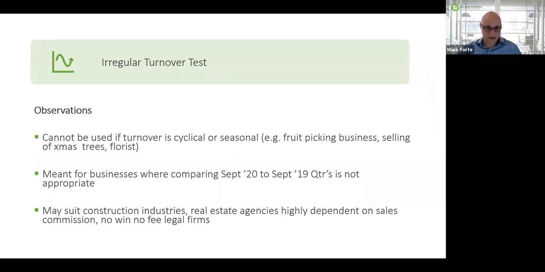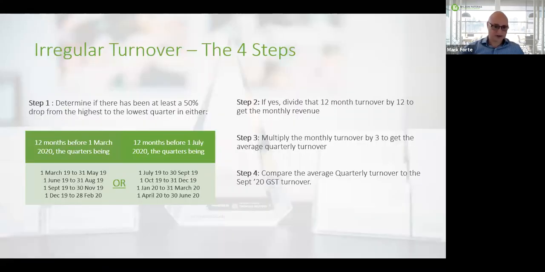So if we go through the detail of the irregular turnover test, there are 4 steps to this process. The first one is that you must determine if there has been at least a 50% drop from the highest to lowest quarter in terms of GST revenue. What you'll see in the table underneath step 1 is that we've got 8 different quarters that we could look at. We look at the 12 months before the 1st of March 2020, and the quarters being, as you see on the screen, not traditional quarters.